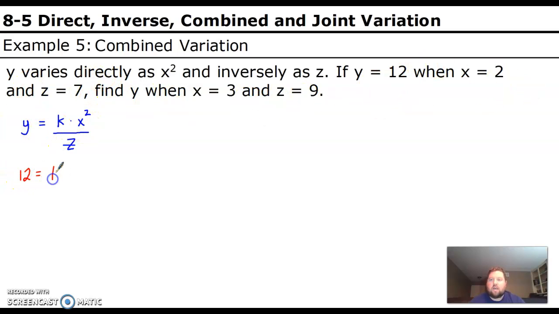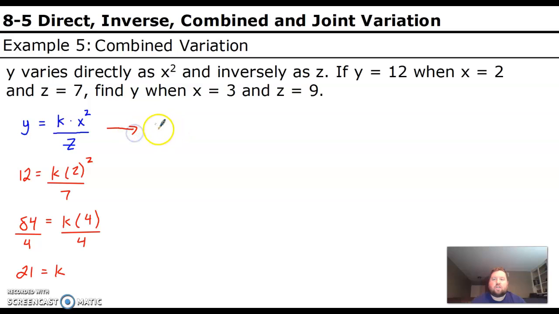12 equals k times 2 squared over 7. So multiply by 7. That's 84 equals k times 4, and divide by 4. And so 21 equals k. All right, then rewrite your equation with the k in there. So y equals 21 x squared divided by z.